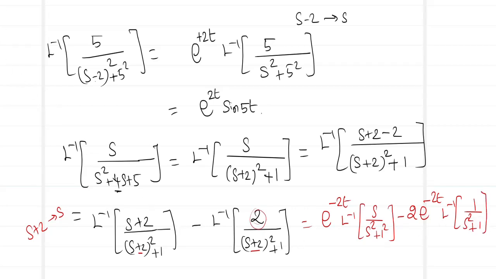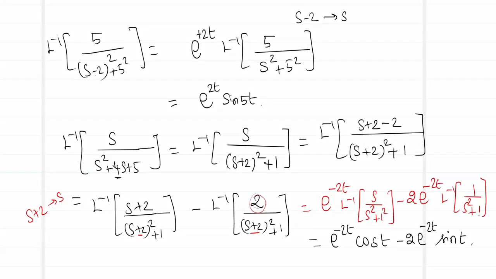Now we can compute the final answer for this stage as e power minus 2t. Since it is s, we have cos t because the constant is 1, minus 2 e power minus 2t, and since it is a constant in the numerator, this will be sin, and the value of the constant is 1, so it will be sin 1t. So in this case, we can take e power minus 2t common outside, which will leave us with cos t minus 2 sin t.